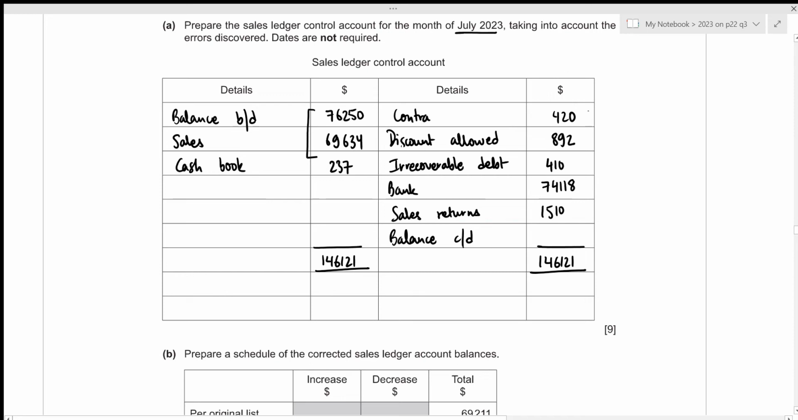Then we need to subtract all of this from the total in order to get the value for our closing balance. So that's going to be 146,121 minus 1,510 minus 74,118 minus 410 minus 892 minus 420, which results in the value of 68,771. We also need to show this closing balance as the opening balance for next period on the opposite side. So that will be our balance brought down with the same amount of 68,771. That's all for the first part.